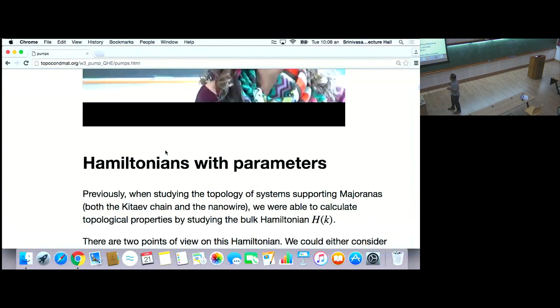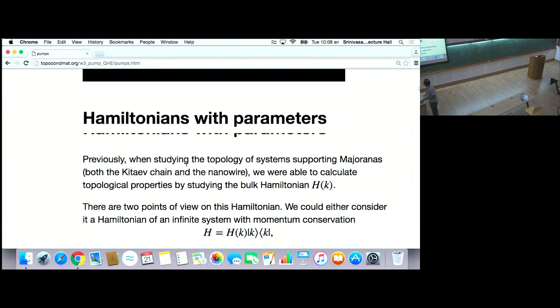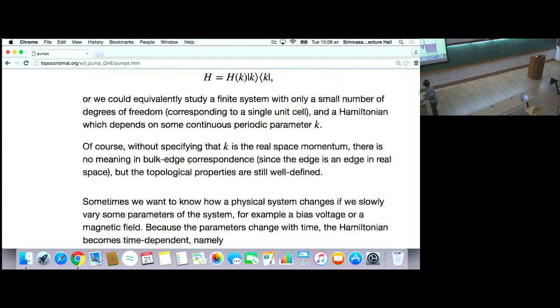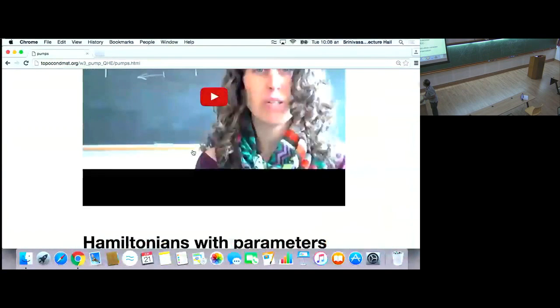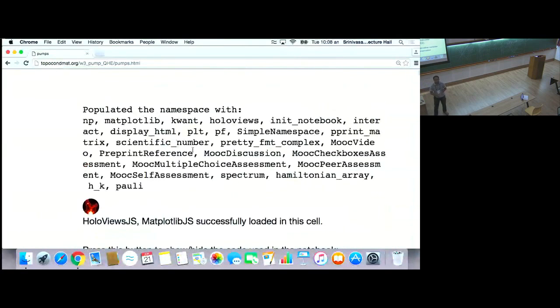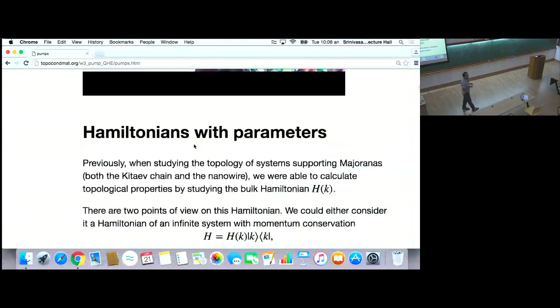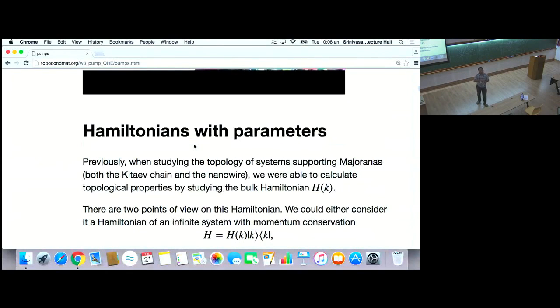So what we're going to be talking about first is the Thouless pump, this notion of pumping. This Laughlin argument is actually what's called a charge pumping argument, and it falls into this general class of what's called a Thouless pump. So to start, firstly, what's a pump, and what does it have to do with topology?